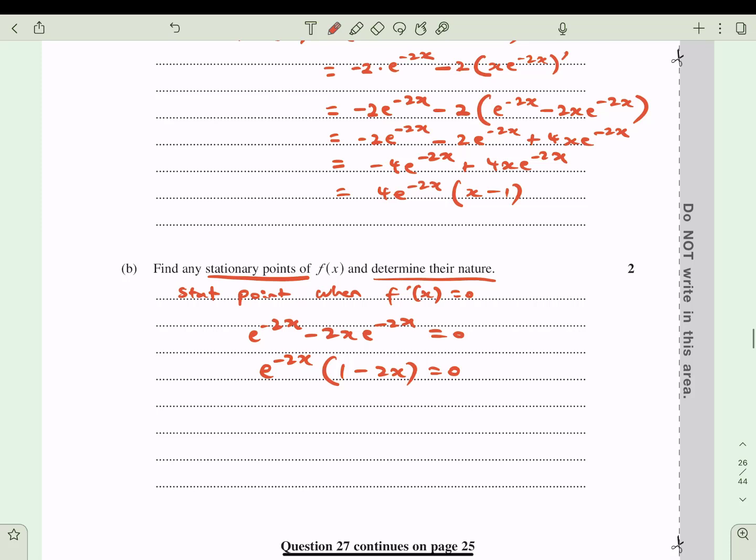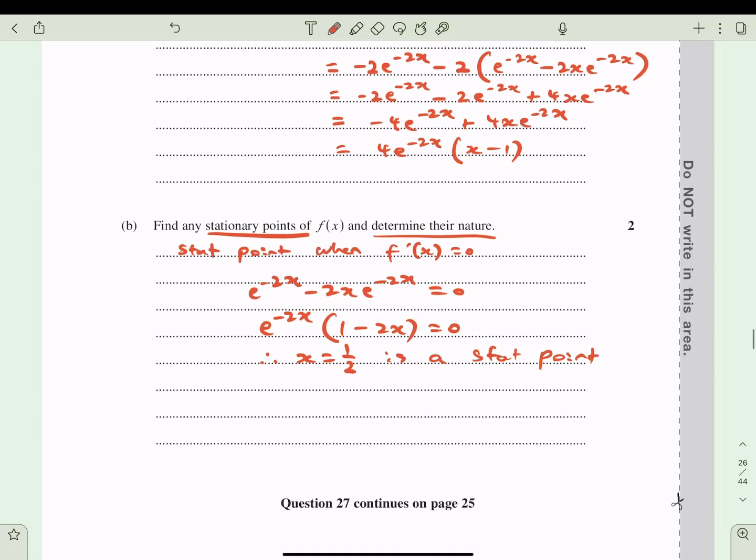Now, since an exponential can never equal 0, there is only one solution here. And that one solution is going to be that x equals a half. So therefore, x equals a half is a stationary point. And if x equals a half is a stationary point, don't forget that we also need to determine the nature. The nature of a stationary point is determined by either using a sign table or the double derivative. And for this question, since we've already evaluated what the double derivative is, we might as well use it.